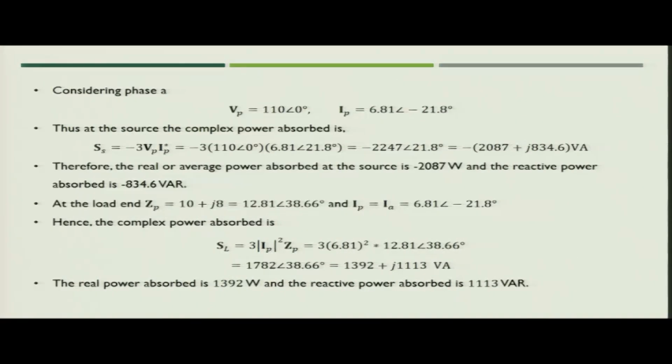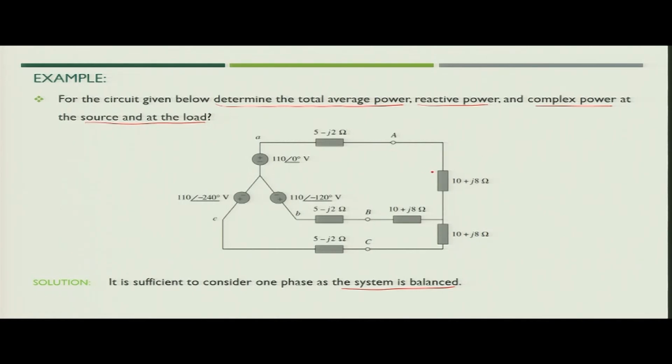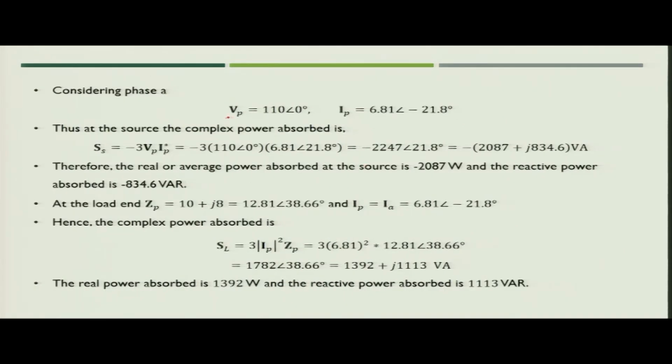So, in that case, if you calculate the value of current Ip, what you can do? You can simply use the Kirchhoff voltage law in the loop and find out the value of current Ip. So, when you solve it, you will get, this anyway is given in the question, that Vp is equal to 110 angle 0. Ip you will be able to calculate, which will be equal to 6.81 angle 21.8 degree. So, this will be your per phase current.